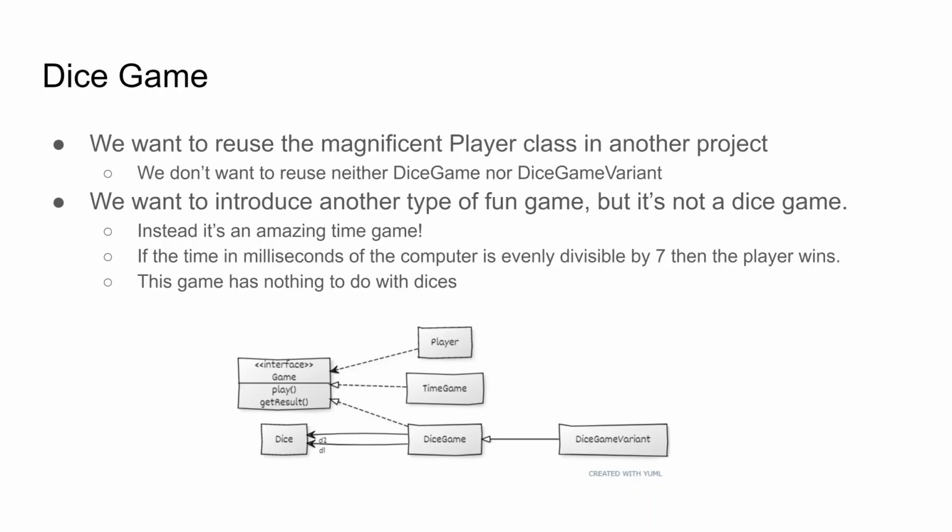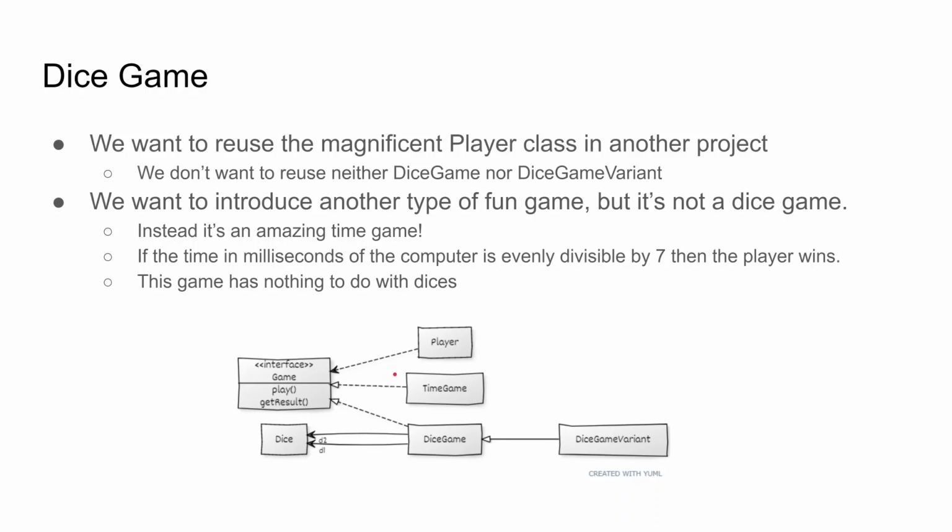So instead of using inheritance, we define an interface, and we call this interface game because it's the most generic thing a player can do. A player can have fun with a game. And you can see the design here. The interface defines the method play and defines the method get result. And the player is now dependent on this interface.